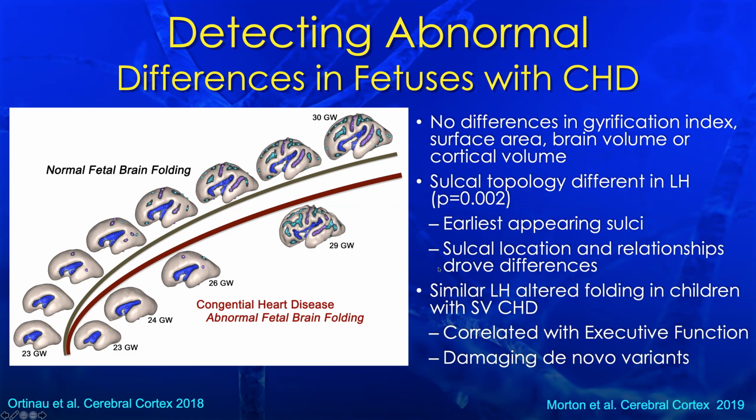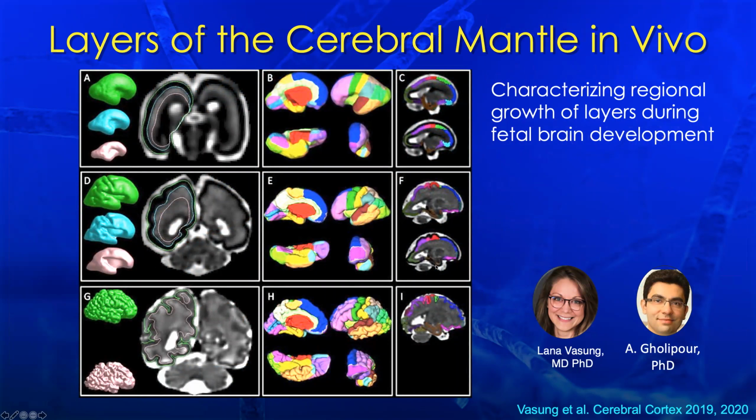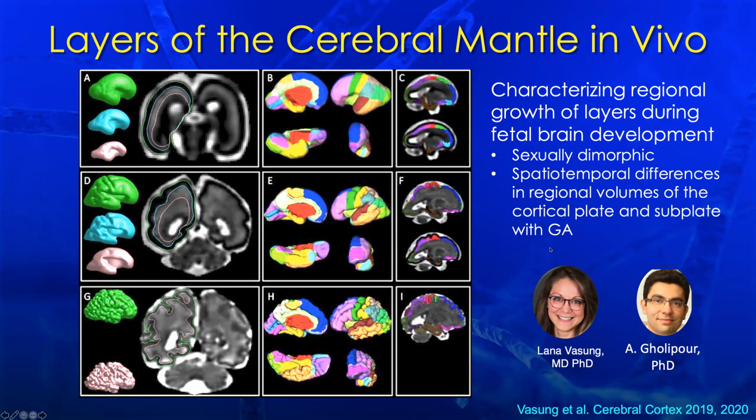Now, it's not just the surface area that's relevant in terms of picking up variations in regional gene expression. We have to also look at the cerebral mantle, and this is work Lana has been working on with Ali at Children's Hospital as well, looking at the thickness of the cortical plate and in the subplate region and characterizing regional growth of these areas. She has shown that these are sexually dimorphic and there's spatial temporal differences in regional volumes of the cortical plate and subplate with gestational age.